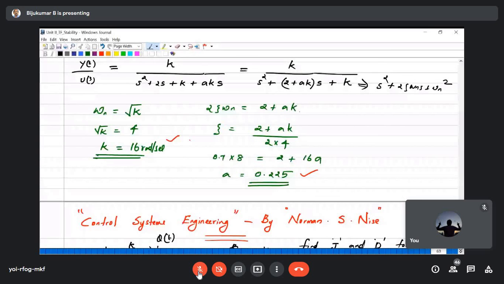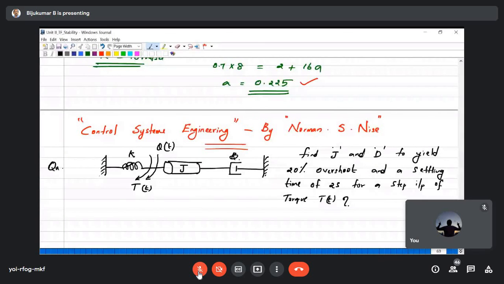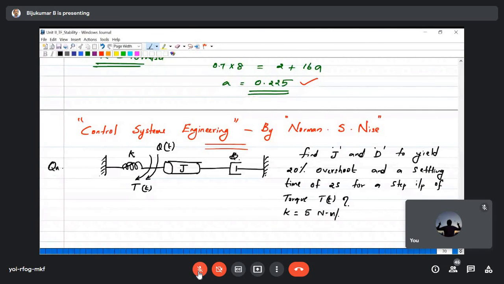The question is, we want to find the value of J and D in such a way that the overshoot in the response is 20% and the system has a settling time of 2 seconds for a step input of torque. Given K is equal to 5 Newton meter per radian. One more parameter is required for this calculation.